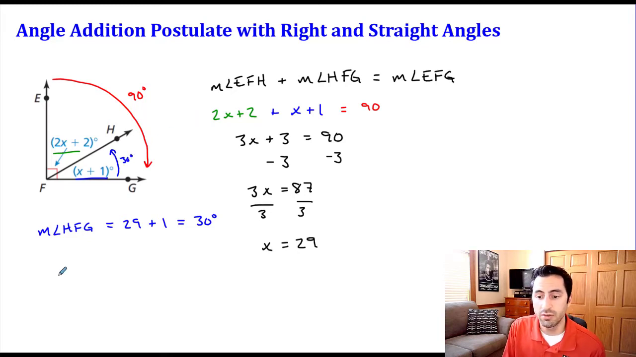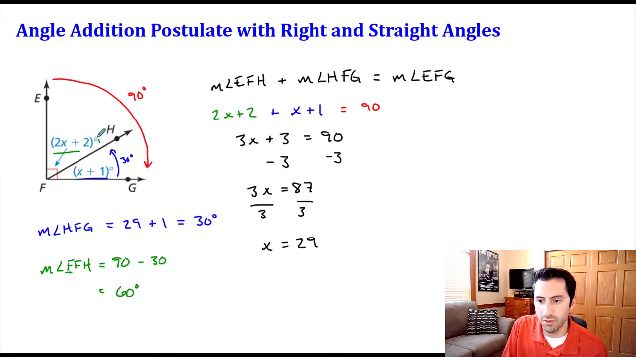Now I could do the same thing, substitute in 29 for x in my other angle, but I do know that altogether they have to add up to 90. So instead, if I want to find the measure of angle EFH, I could do 90 minus the smaller angle I already found of 30. So that tells me that this angle has to be 60 degrees. So this angle in here, that covers 60 degrees.